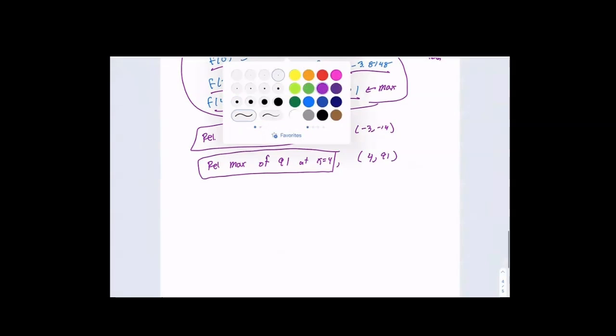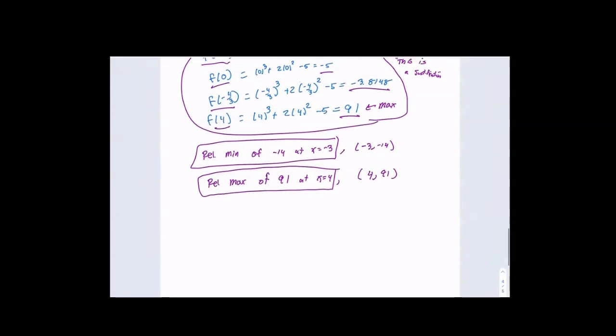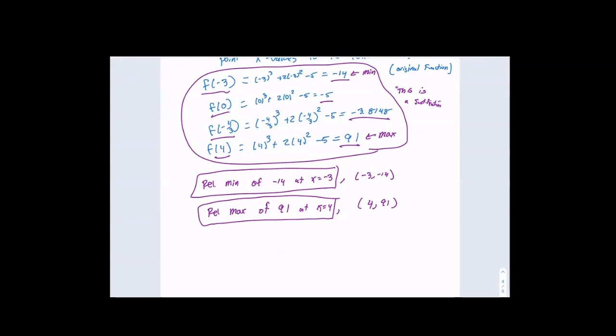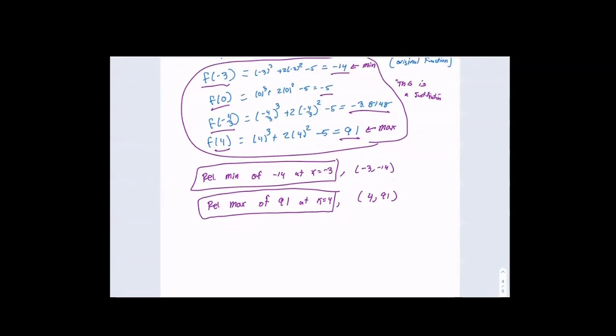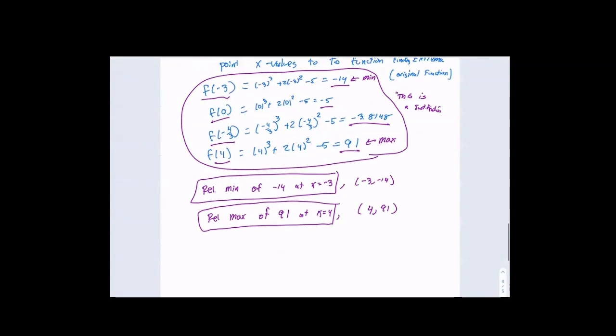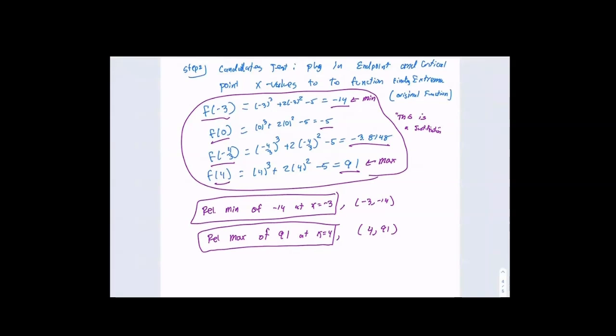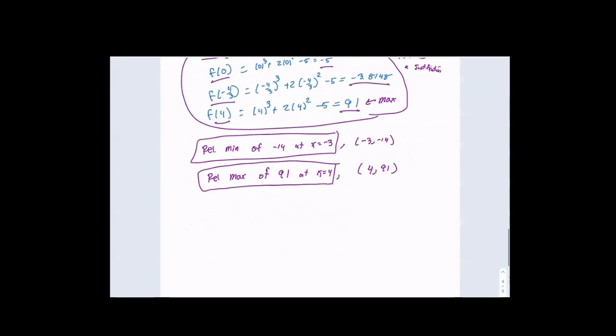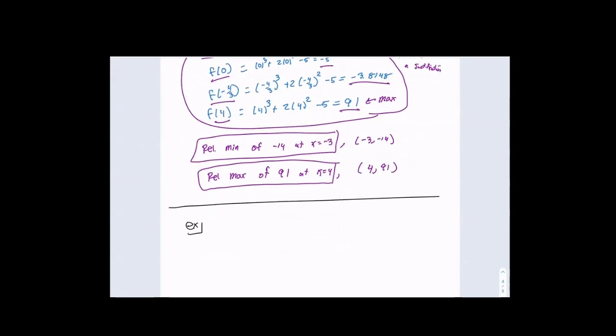Want to see another example? I need a straightforward example. Yes or no? Are we good? Okay, yes. Let's do an easy one.